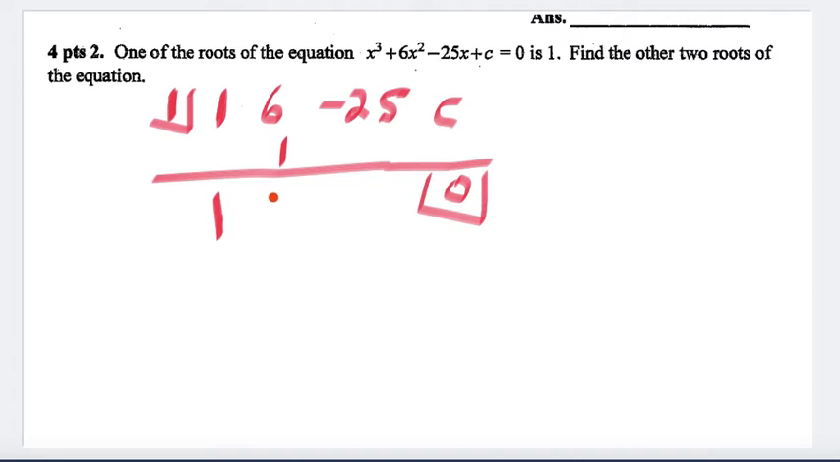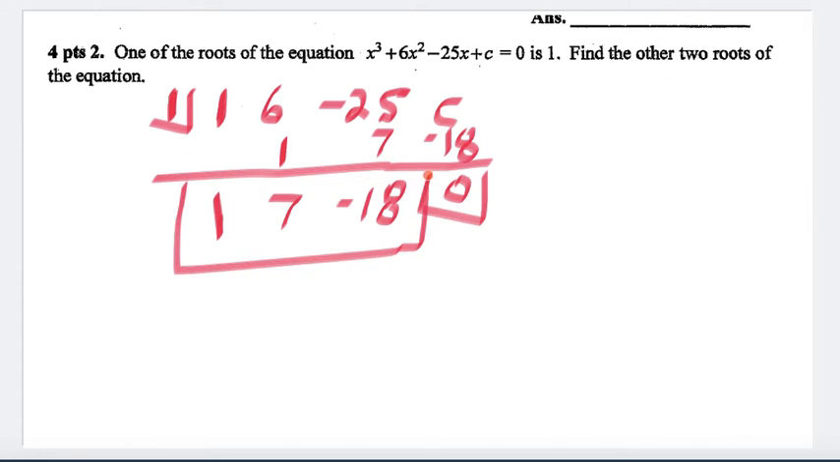6 plus 1 is 7. 7 times 1 is 7. Negative 25 plus 7 is negative 18. The c doesn't even matter because we know 1 times negative 18 is going to be negative 18. c has to be 18 for that to come true, but it doesn't really matter because they want me to find the other two roots. And you can find the other two roots from what you have right here.